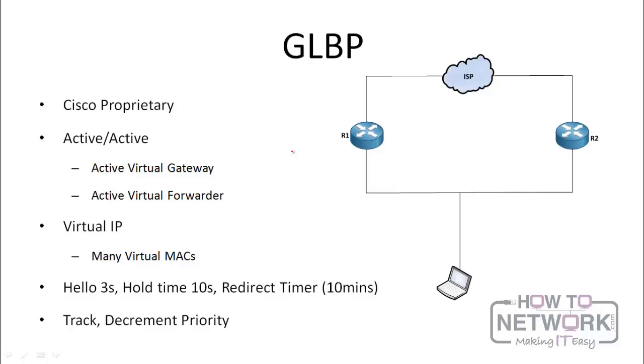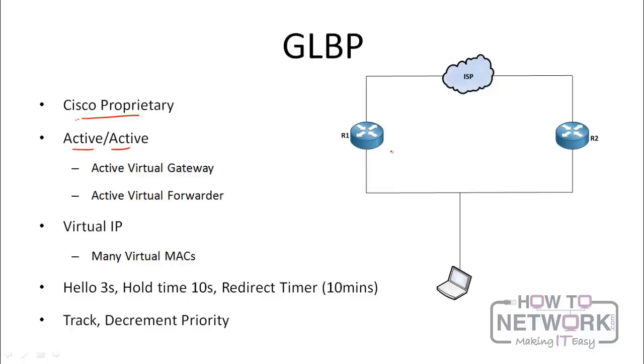Now GLBP stands for Gateway Load Balancing Protocol. It's also a Cisco proprietary protocol, so it can only be used on Cisco devices. But GLBP is different from HSRP and VRRP because GLBP actually uses what is called active-active redundancy. What that means is that it doesn't just do active and standby, it actually load balances traffic between the two devices. So you have failover happening, but the two devices are being used at the same time.